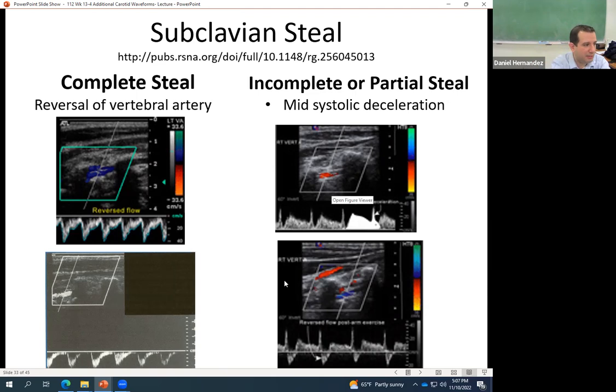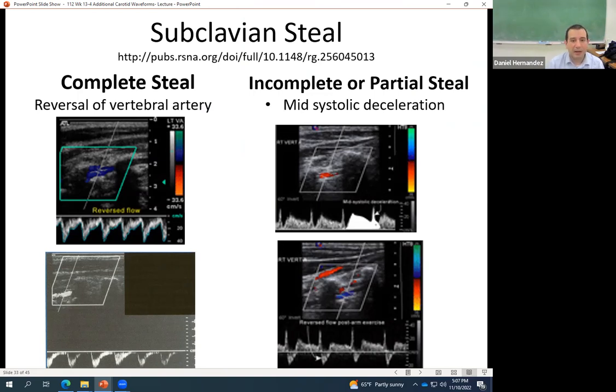And then if you have any evidence of subclavian steal, whether it's complete or partial, go look at those subclavian arteries. So try and get a proximal subclavian artery velocity, look for any stenotic lesion in the subclavian artery. If it's the right side, try and image potentially the innominate artery.